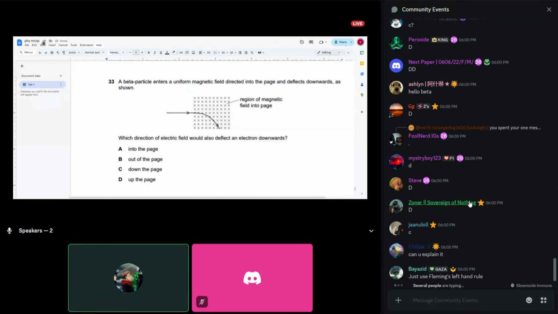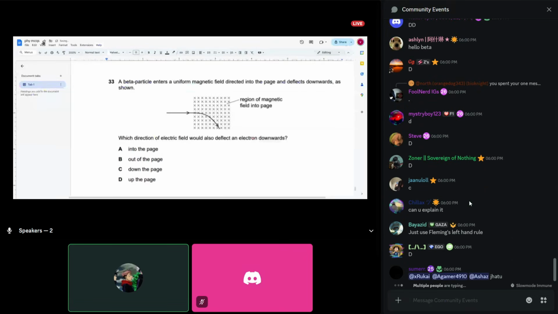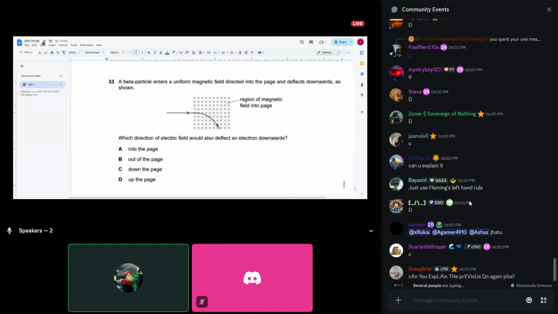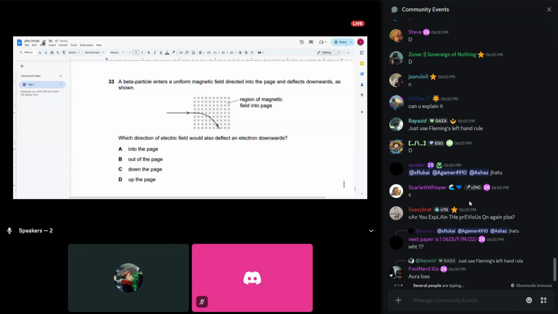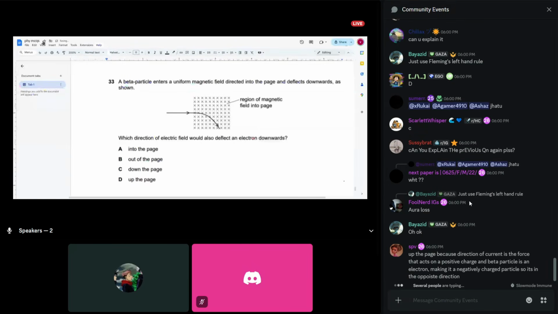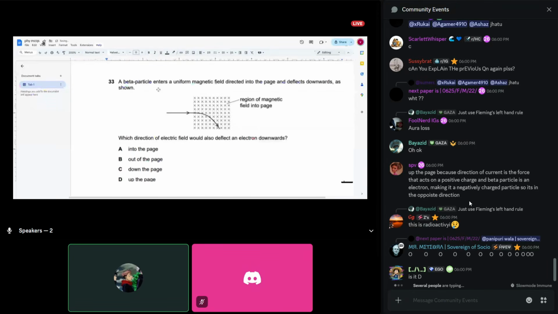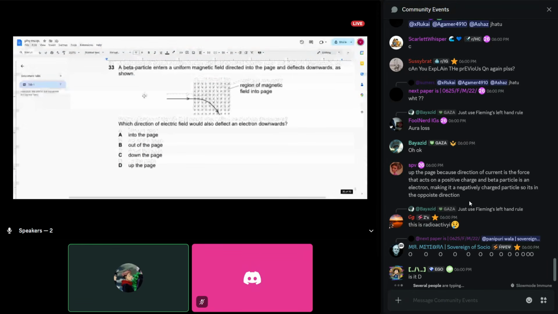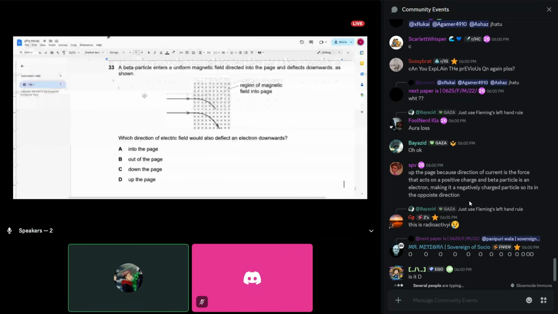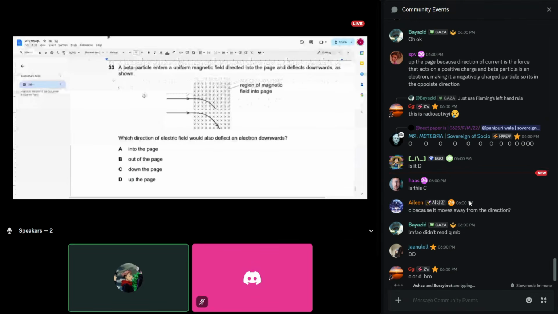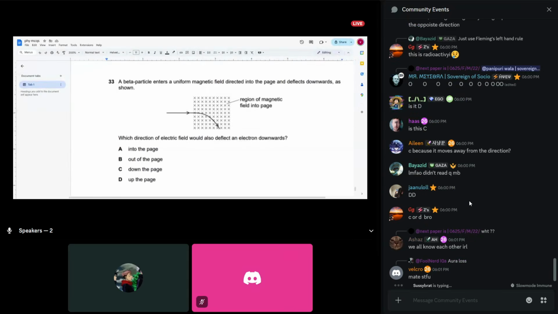No, no, no. Why is it we do not use Fleming's left-hand rule? We are talking about electric field, not magnetic field. You want me to explain this again? Okay, we'll come back to this. Which direction of electric field would also deflect an electron downward? It is just up the page, yes, because the electron moves away from the direction of the field.